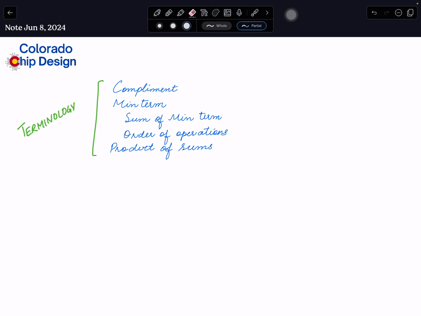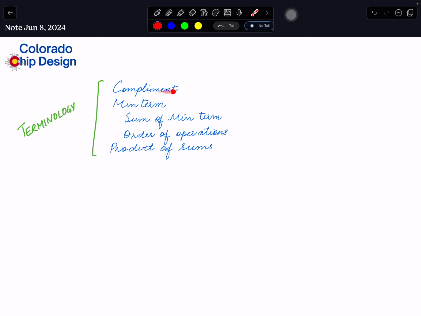We have been looking into combinational circuits. In the last video, I gave you an example of that. And today we will look into a few other things still related to combinational circuits. Before I go further, I want to highlight some of the terminologies. We used them in the last lecture, but I still want to mention them again.